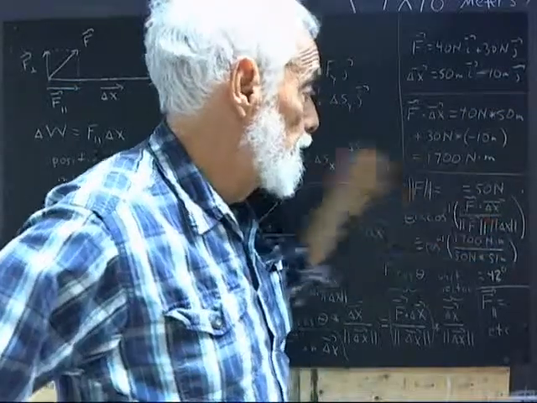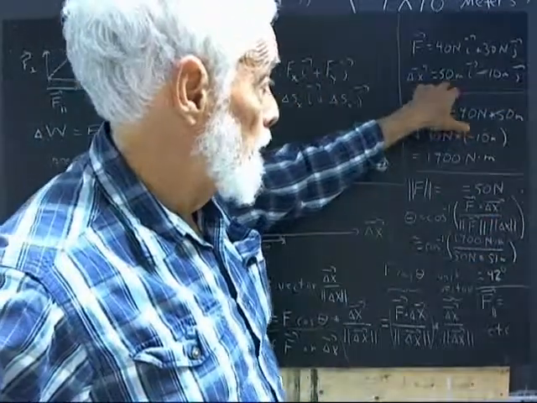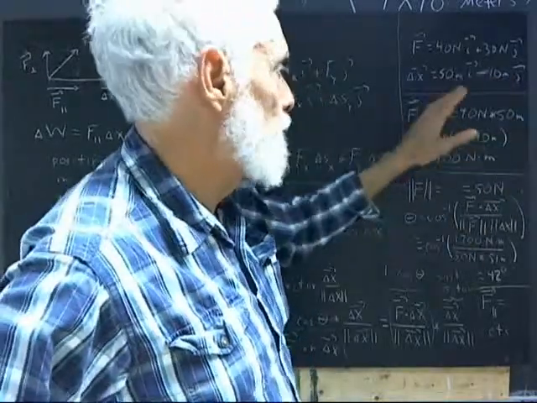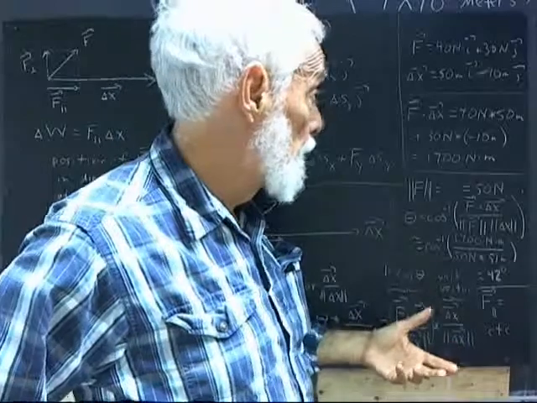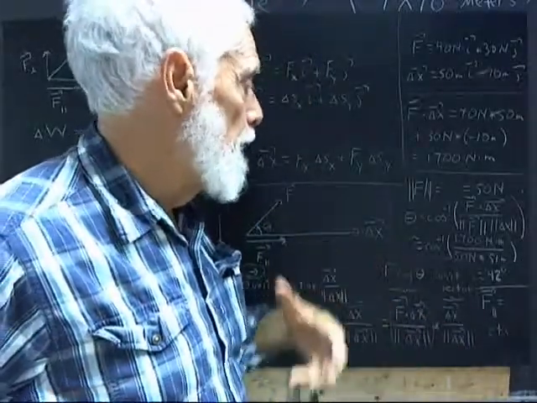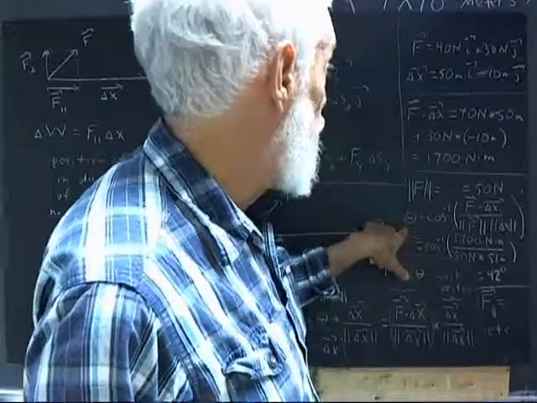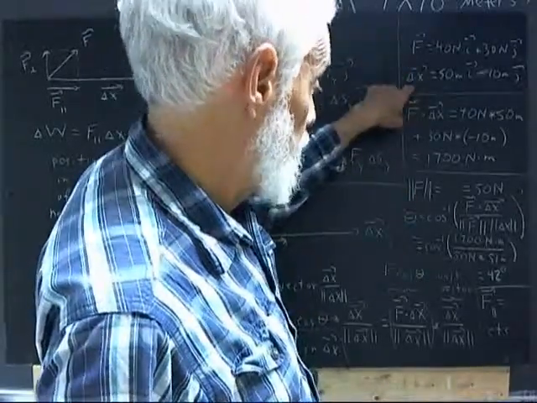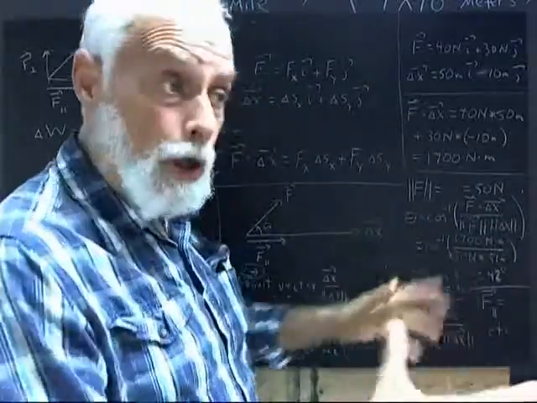Magnitude of F is what? Well, we just do the Pythagorean theorem, square root of the square of this plus the square of this. That's going to give us 50 newtons. And I didn't have room to write it down, but the magnitude of delta X is going to be the square root of this squared plus this squared. It's going to be the square root of 2,600 meters squared. That's going to be pretty close to 51 meters.